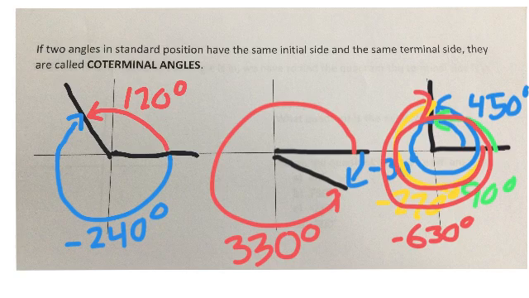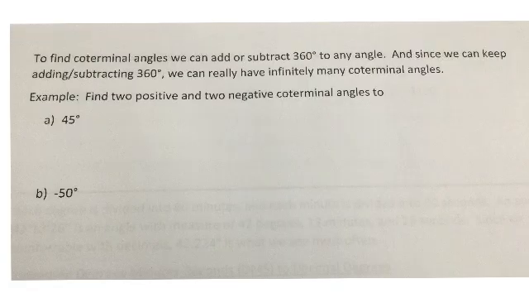So that's an interesting point. If I pick any angle, how many different coterminal angles are there? An infinite amount, because I could keep doing rotations. Now that's not super relevant, but it is cool that I could just come up with a new angle measure by going around another 360. To find coterminal angles, we can add or subtract 360 to any angle, right? We could rotate in any direction. And since we can keep adding or subtracting 360, we really have infinitely many coterminal angles. We already talked about that.